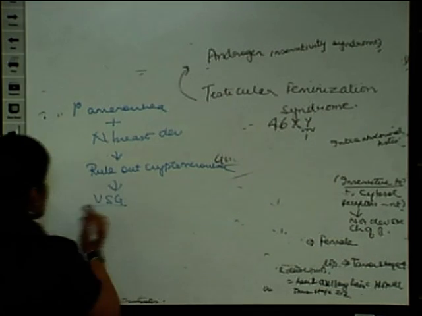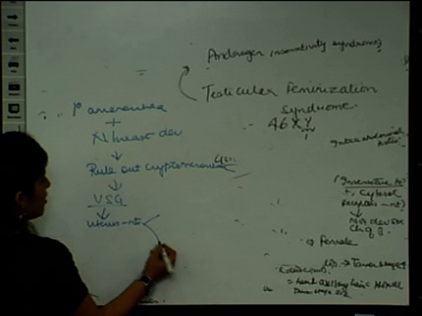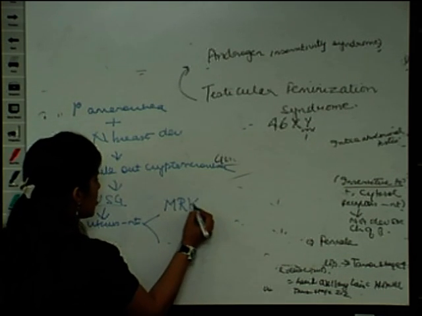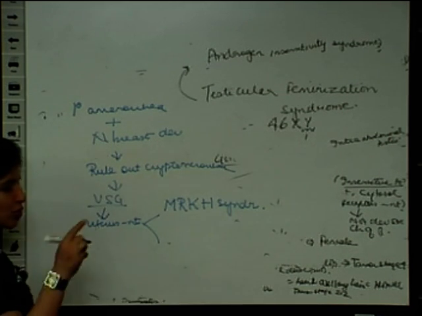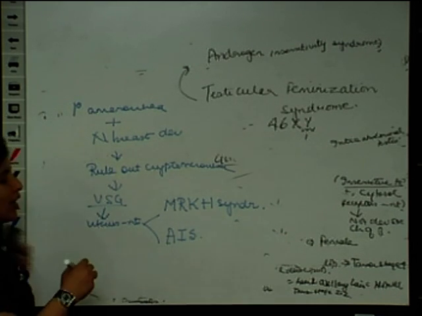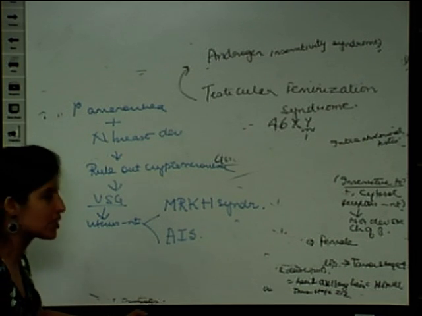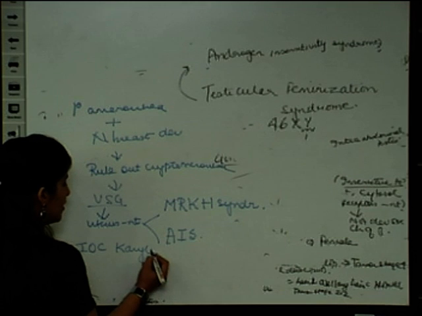In ultrasound, you should see whether the uterus is present or absent. Now, if in ultrasound the uterus is absent, then there can be only two problems. Either it could be Mayer-Rokitansky-Kuster-Hauser syndrome, or it could be androgen insensitivity syndrome.